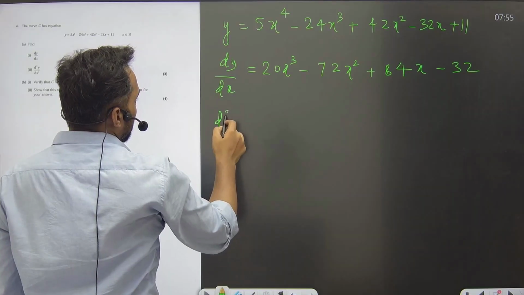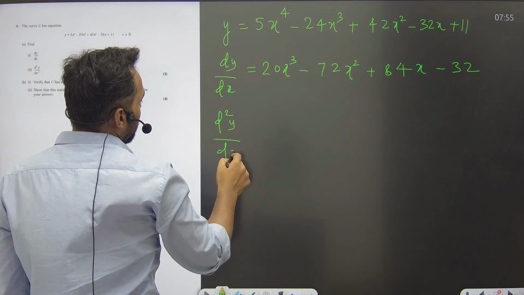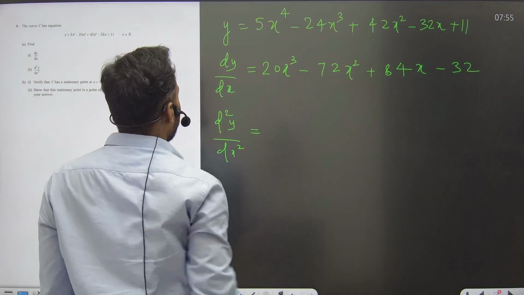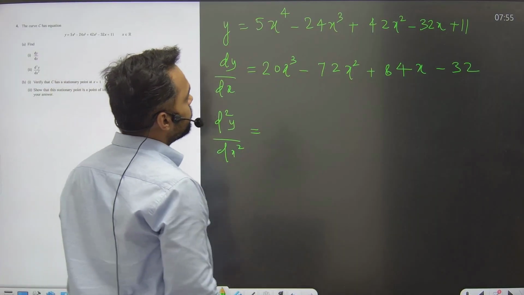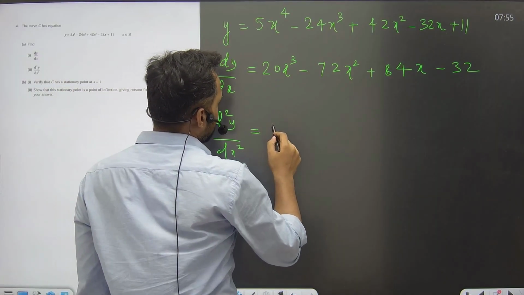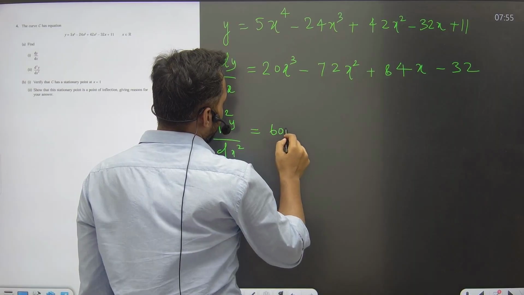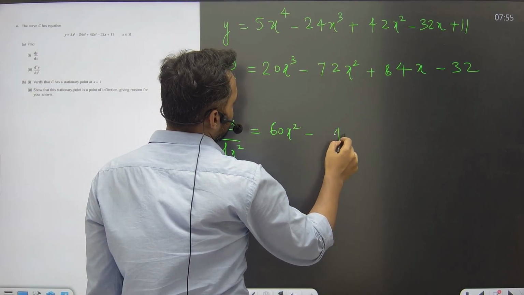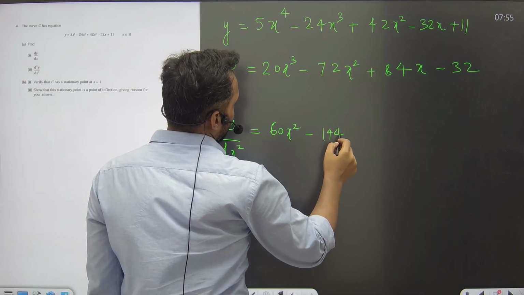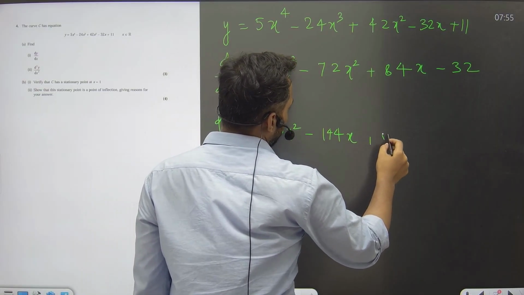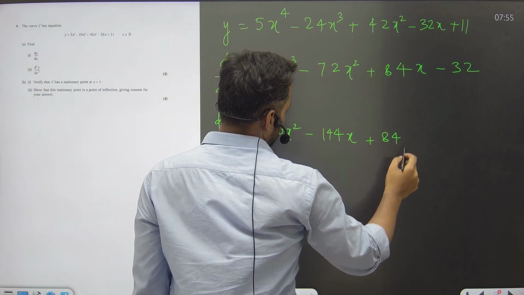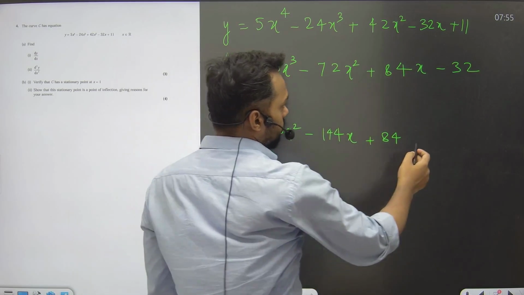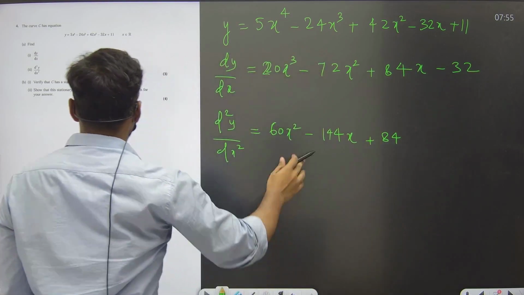Now again they have asked to differentiate, that is d2y by dx2. The same process we need to repeat. The differentiation of x cube will be 3x square, so 20 cross 3 will be 60x square, minus 144x, plus the differentiation of 84x, which will be 84. The constant part will be 0, so this is d2y by dx2.